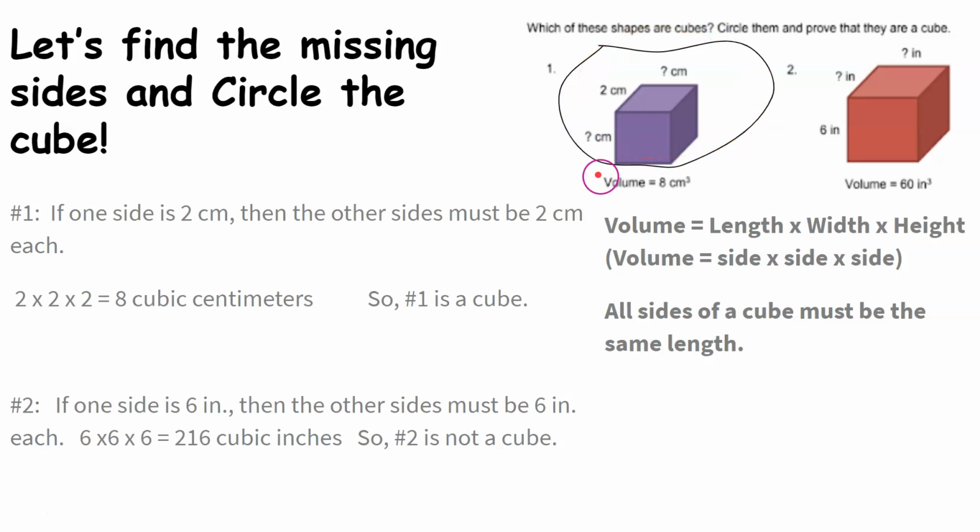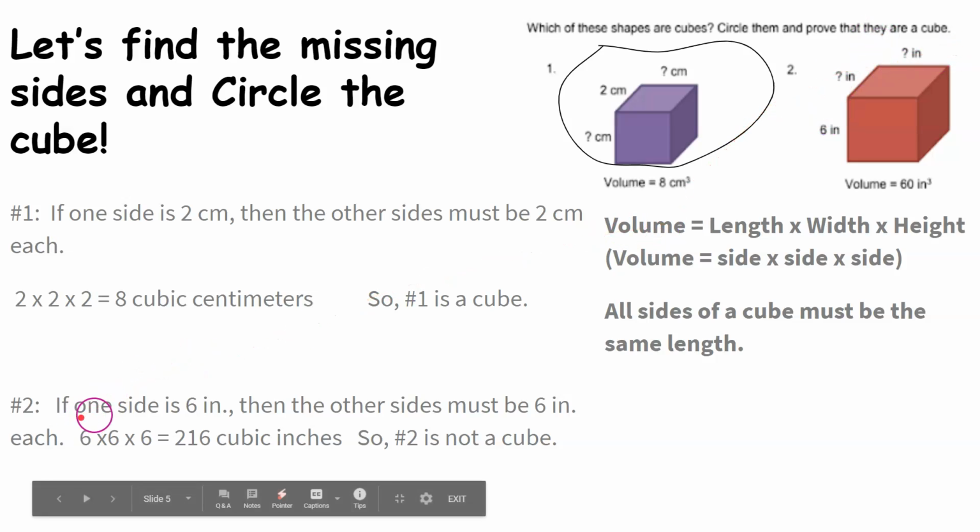So let's look at number 2. The height is 6 inches. We don't have the length. It's a question mark. We don't have the width. Back to the rule. All sides of a cube must be the same length. So if the height is 6 inches, we must make the length 6 inches, and we must make the width 6 inches. As it says here, if one side is 6 inches, the other sides must be 6 inches.